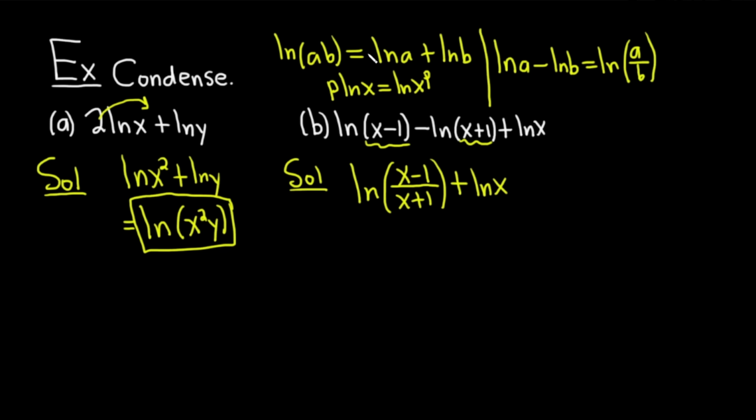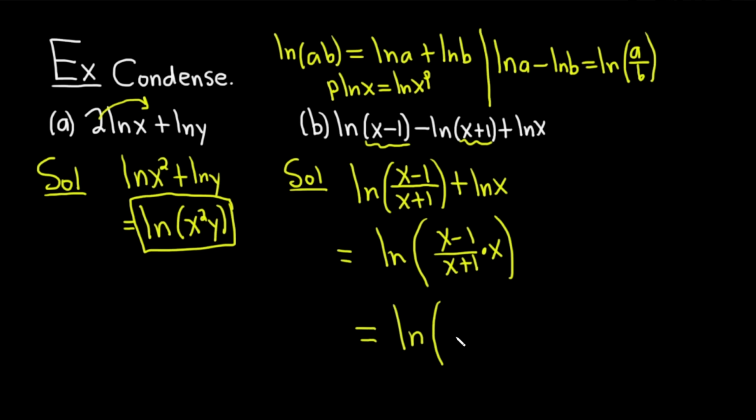And now we can use the product rule. Whenever we have a plus, it turns into multiplication. This is the natural log of x minus 1 over x plus 1 times x. You could leave it like this, but I'm going to put the x in the front just to make it look better. I'm going to write this as the natural log of x times x minus 1 over x plus 1. And you can leave it like this.